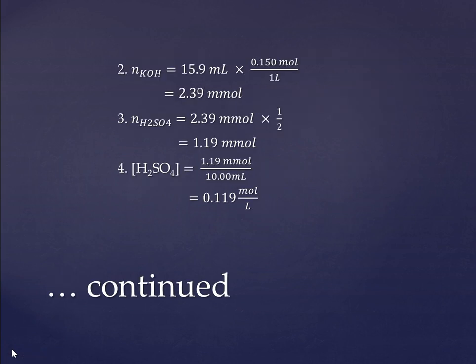The next step is to calculate the number of moles of my known. I will need to use the concentration and volume of potassium hydroxide to calculate the moles. Then a mole ratio of the coefficients from the balanced equation is used to determine the number of moles of sulfuric acid. Finally, the moles and volume of sulfuric acid is used to determine the concentration.